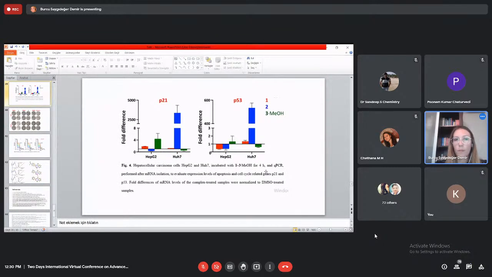The other experiment is the PCR experiment. Complex 2 significantly increased P21 and P53 gene expression in both cell lines. This is evidence of induction of apoptosis, we can say.